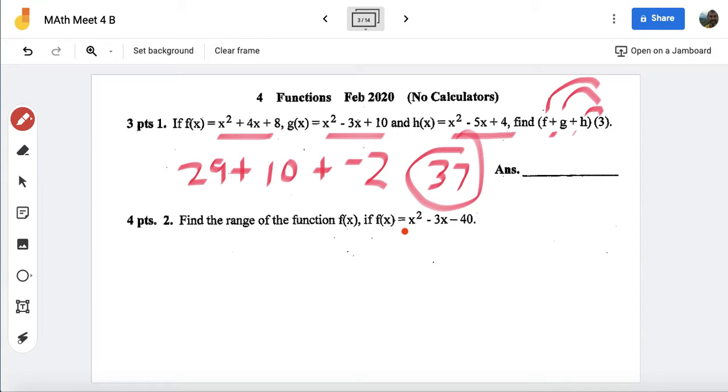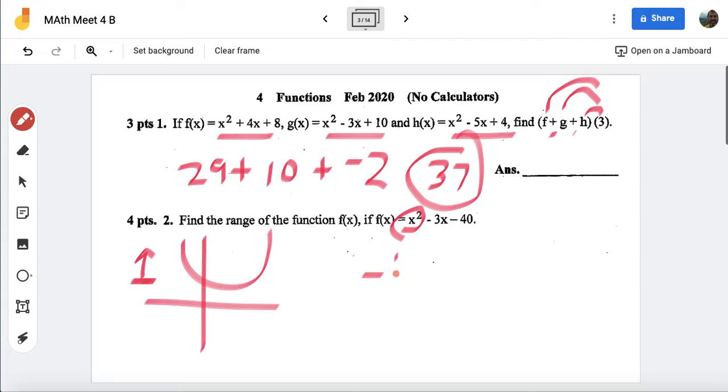Find the range of the function. So the range is going to be the y values. I know because it's a positive x squared, it's going to be from a certain value and up. To find the range, we just have to find the vertex. Finding the vertex of a quadratic equation is negative b over 2a.